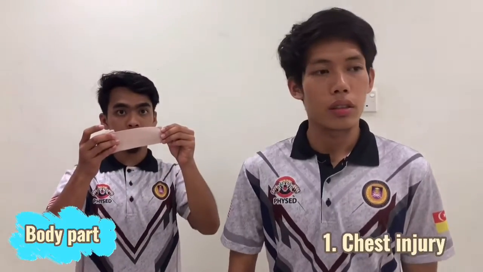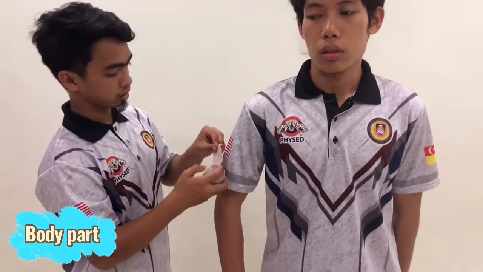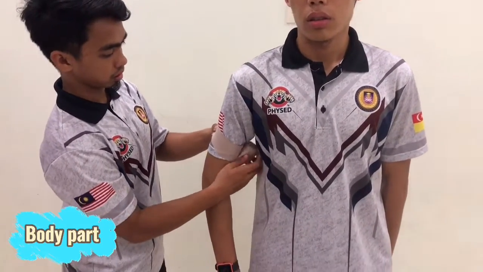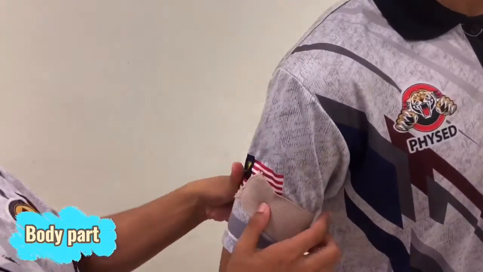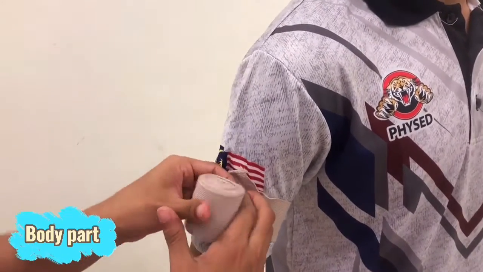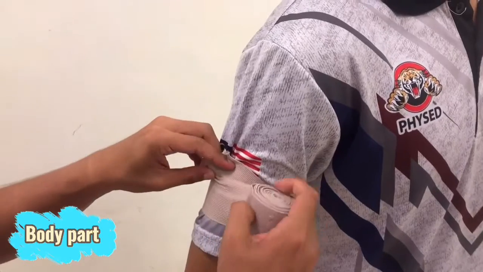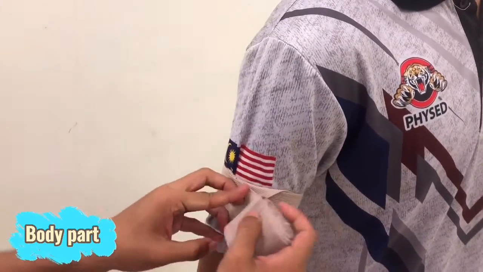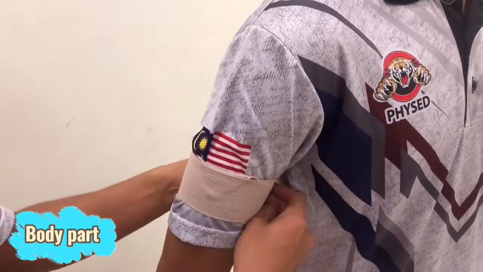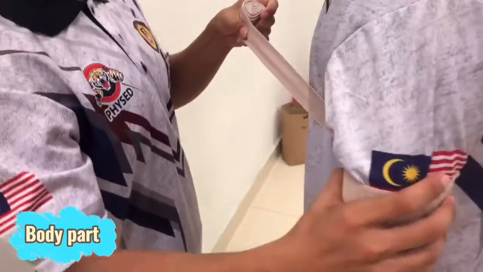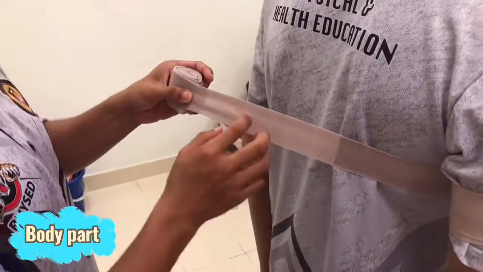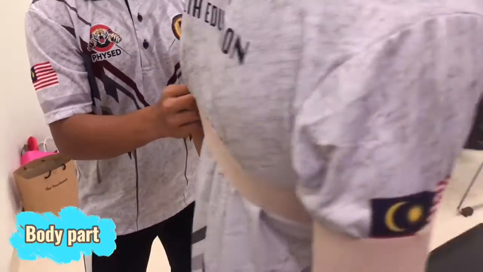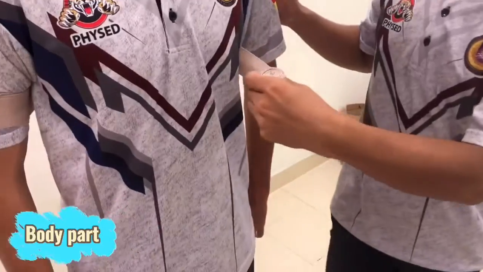By using an elastic bandage, I will show how to do a bandaging technique for the chest area. Firstly, we need to make an anchor at the victim's hand. After finishing several rolls at the victim's hand, we will roll it around the victim's ribs to cover the area of the chest injury.